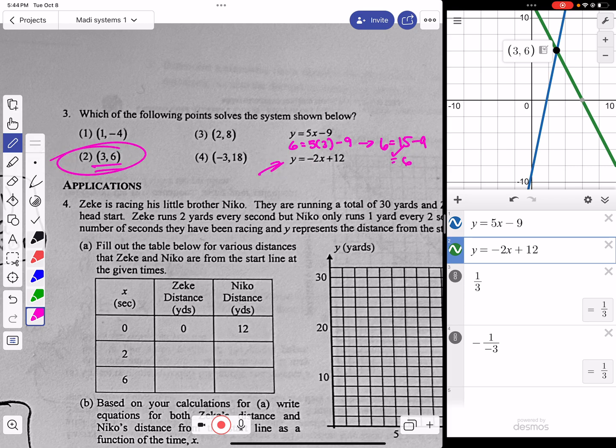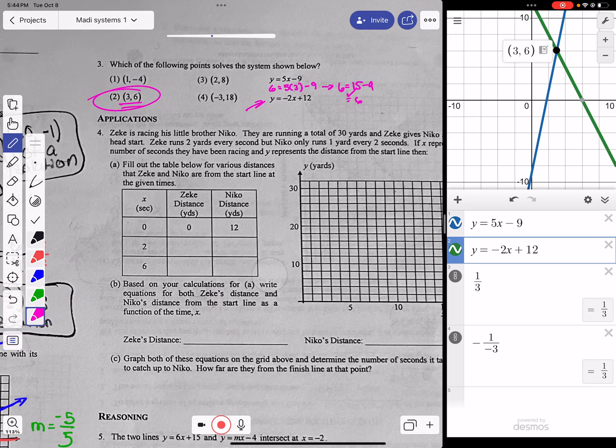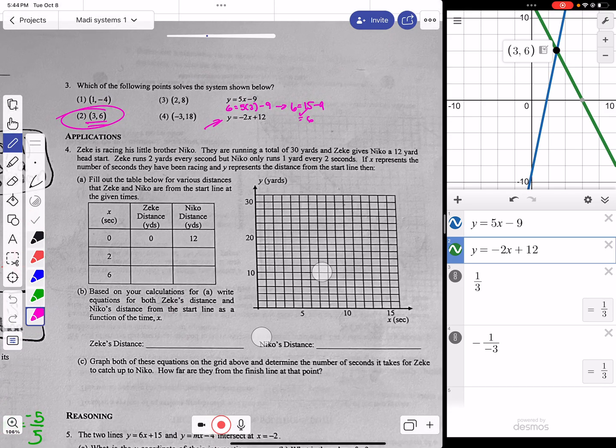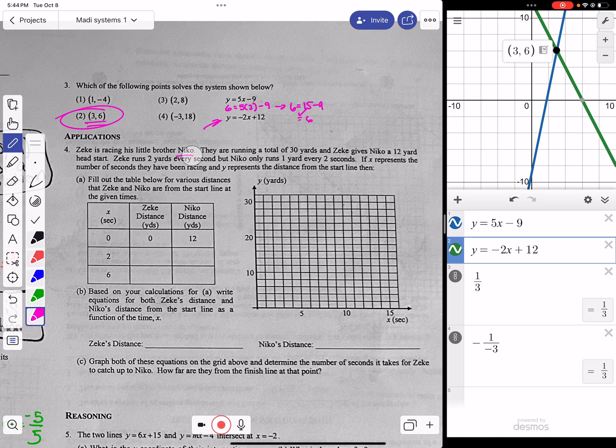Then you verify that. And then the last one here, Zeke is racing his little brother Nico. They're running a total of 30 yards, so that's their total distance. We better keep that one in mind. Zeke gives Nico a 12-yard head start. Zeke runs, and this is important, 2 yards every second. That's a rate of change.